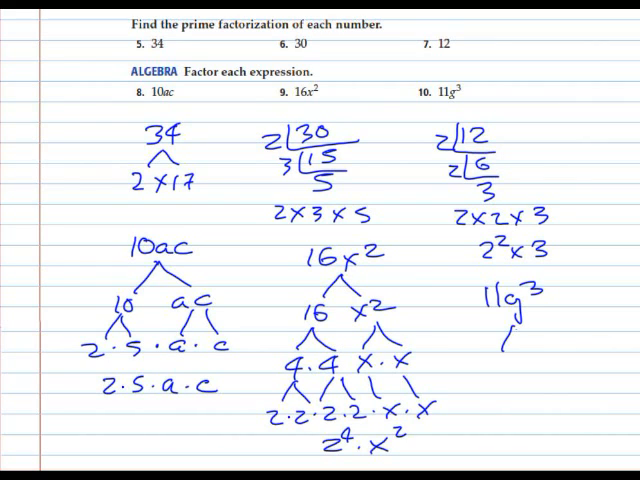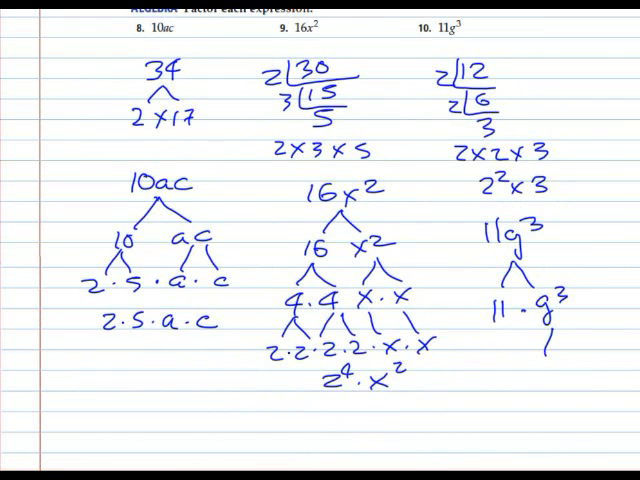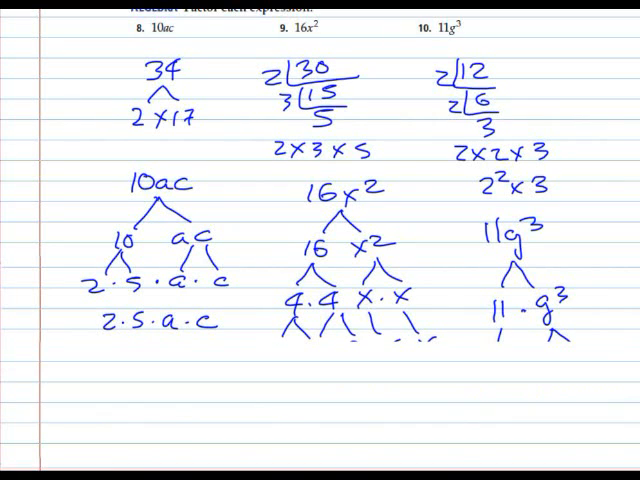11g cubed would be 11 times g cubed. G cubed would be g squared times g, which would be g times g times g. 11 is a prime, so I simply leave it the way it is. My prime factorization of 11g cubed is 11 times g times g times g.